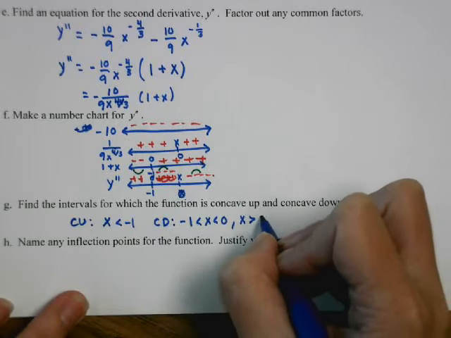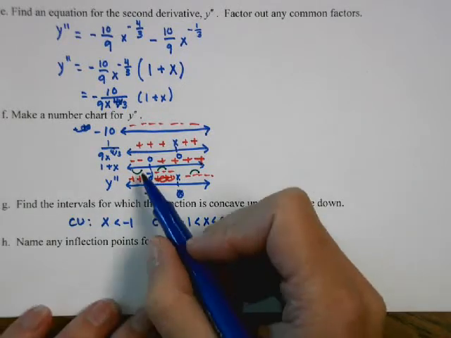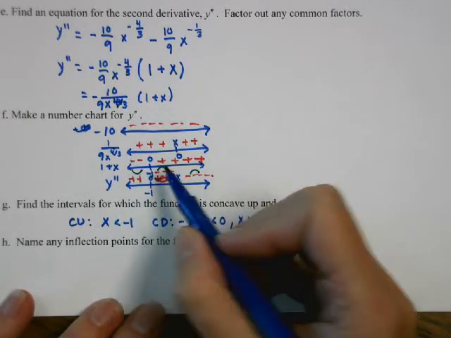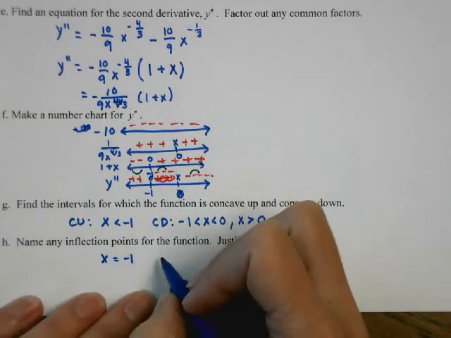So is there an inflection point? Yep, right here when it switches from concave up to concave down. To justify our answer, f double prime of x switches signs.